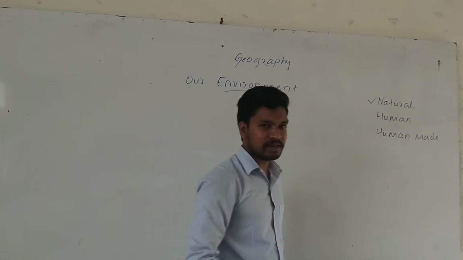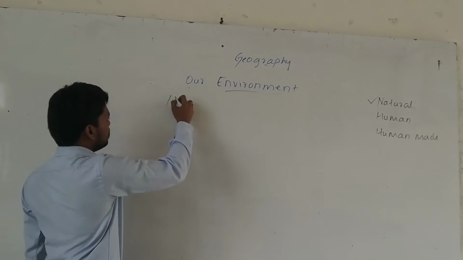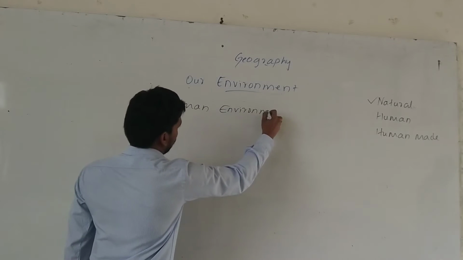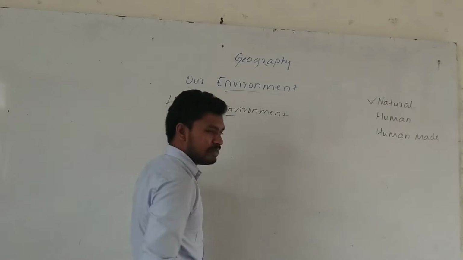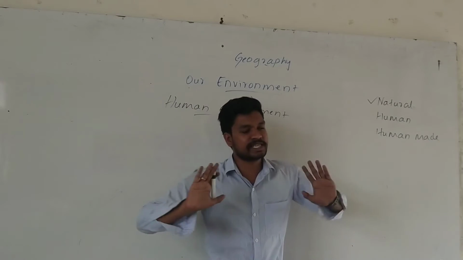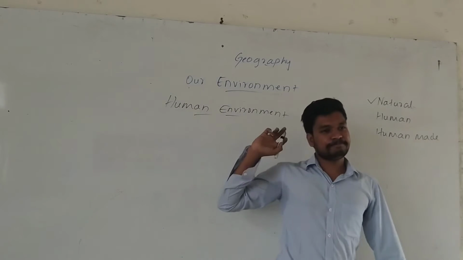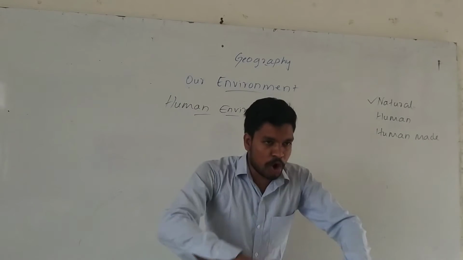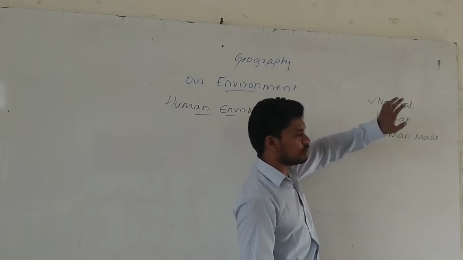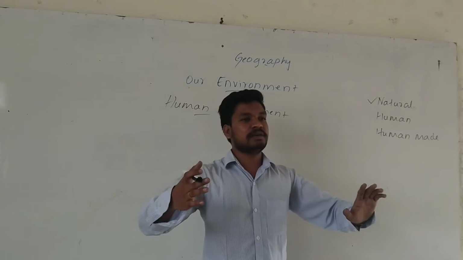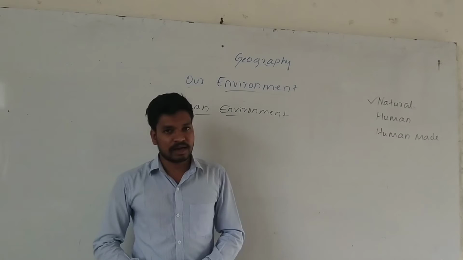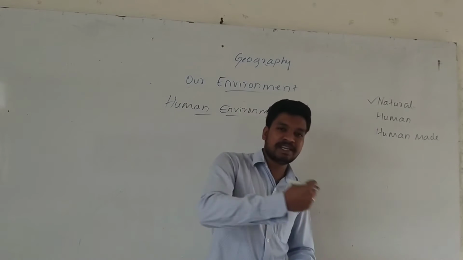Now we go to the human environment. Environment is a thing which surrounds us. The human environment is the environment which is created by humans. In the natural environment, the things there are naturally found or drawn from nature.